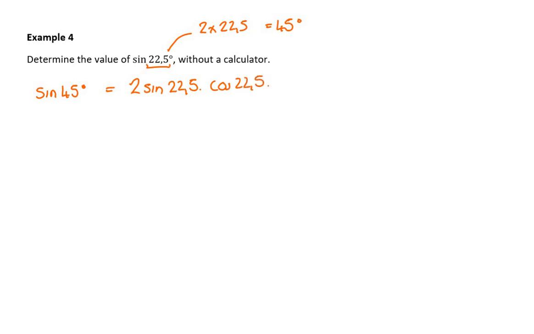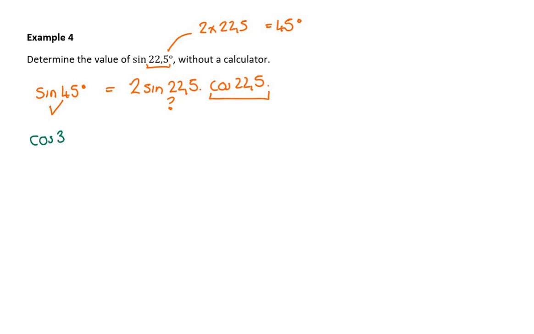Now, the problem here is that I know nothing about cos 22.5. So I know sine of 45, and I'm trying to find the value of sine 22.5, but I also don't know cos of 22.5. And so the sine identity here isn't helping me because it's a combination of sine and cos. And I don't really want a combination right now because I'm trying to get sine of 22.5. So what identity does not involve a combination? That would be the cos identity.